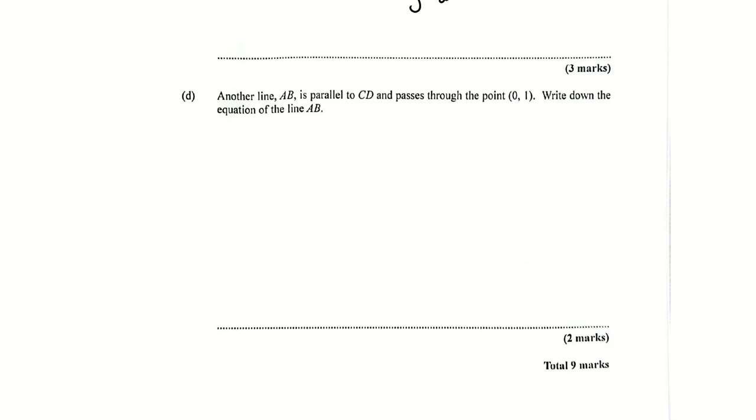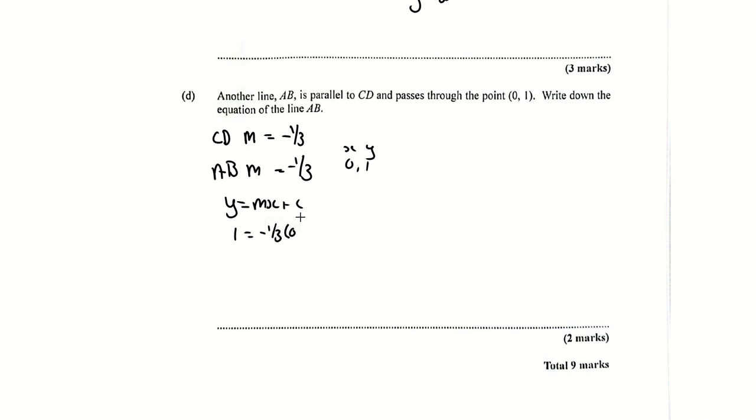Next question, another line AB is parallel to CD and passes through point (0, 1). AB is parallel to CD and passes through (0, 1). Write down the equation of AB. So we know that CD, the gradient, is equal to negative a third. So if AB is parallel, the gradient of AB would also be negative a third, because again, parallel lines have the same gradient. Also, we know the coordinate is (0, 1). So again, equation of your line, you can put it y = mx + c, which would be, this is x, this is y. 1 = minus a third times 0 plus c.